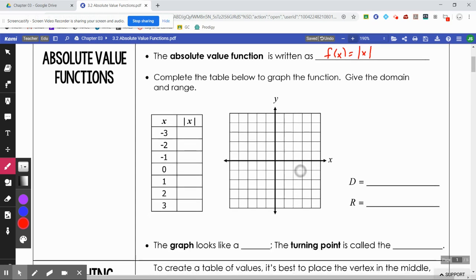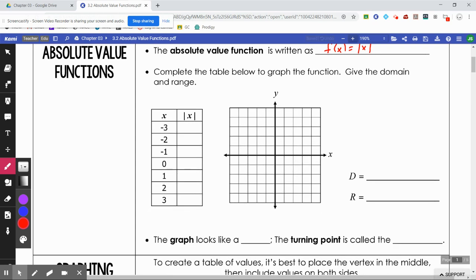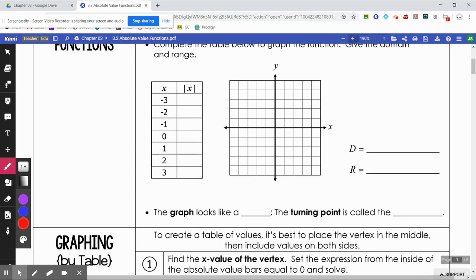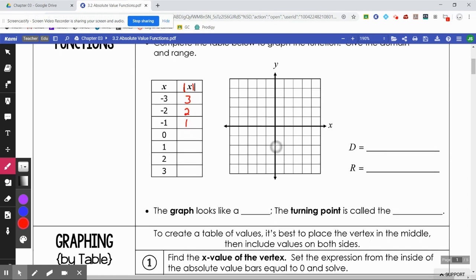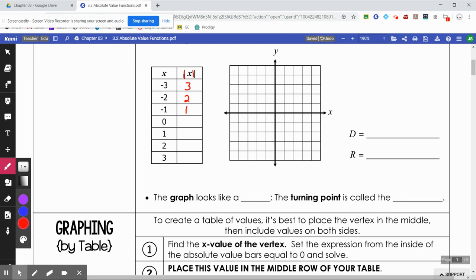Okay, so it says complete the table below to graph the function. Let's complete our absolute value table. If x is -3, the absolute value of that would be +3. If x is -2, the absolute value is +2. If x is -1, the absolute value is +1. So anything negative, it makes positive. If it's 0, it stays 0. If it's 1, 2, and 3, it stays because those are already positive.